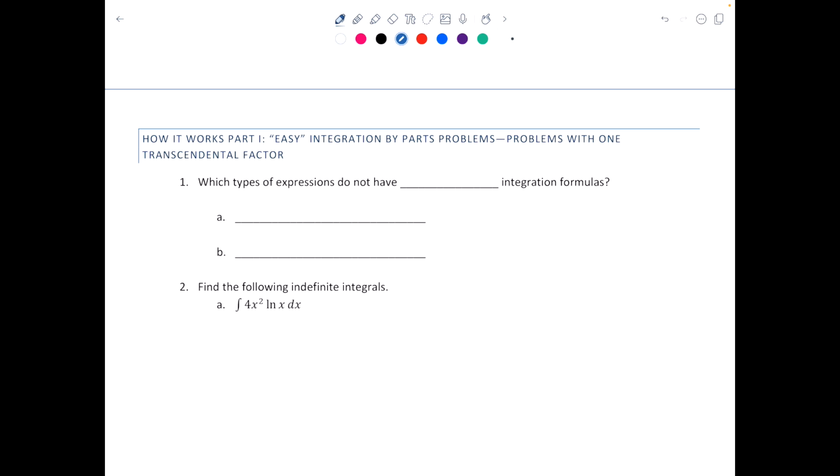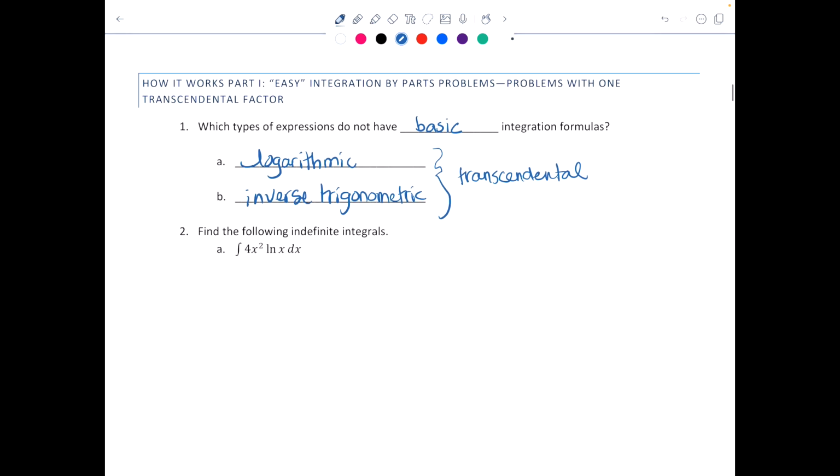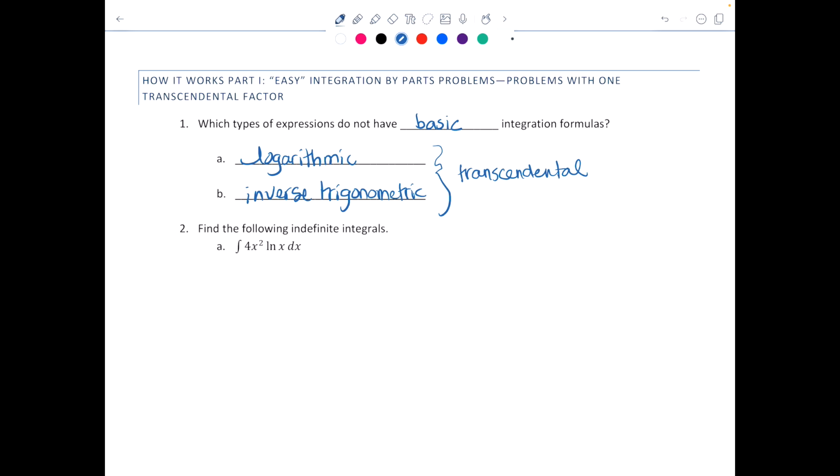All right, so this first part is kind of like the supposed easy integration by parts problems, because if you have a logarithmic factor or an inverse trigonometric factor, then they don't have basic integration formulas, right? Our logarithmic and our inverse trig functions are considered to be transcendental. And so if they don't have a basic integration formula, you have to have them be your u.